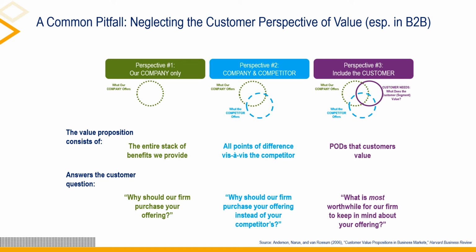Number 2, shown in blue, defines the value proposition as all points of difference vis-à-vis the competition, i.e. wherever we are different adds value. Regrettably, this too is largely compiled from one's office desk. Number 3, shown in purple, requires getting out of the office to talk with customers. Its perspective is to identify the points of difference vis-à-vis the competitors that are actually valued by the customers, i.e. what resonates with customers.